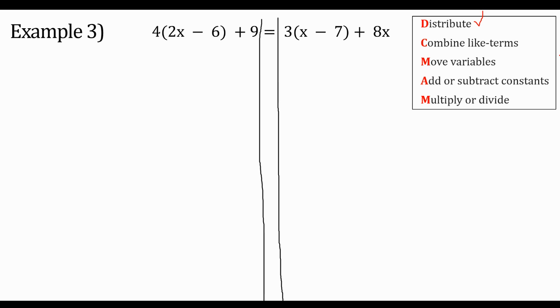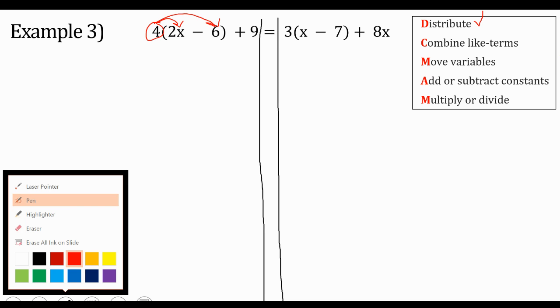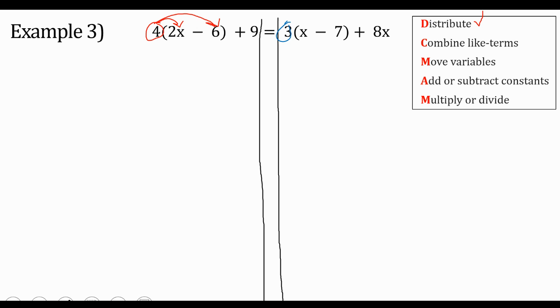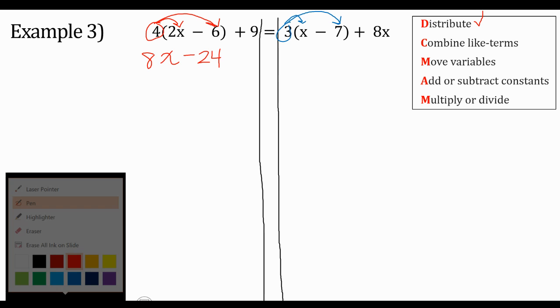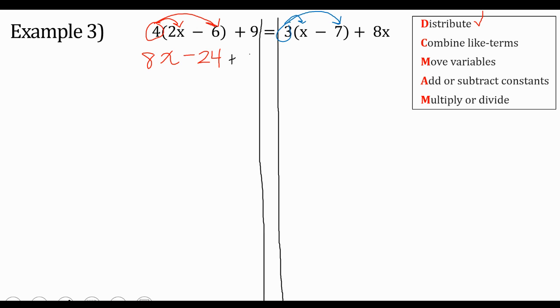So I'm going to do both distributions at the same time because they're on different sides, so they're not going to affect each other. We're going to distribute this 4 to what's inside this parentheses, and then we're going to distribute this 3 to what's inside of this set of parentheses. So 4 times 2x gives us 8x. 4 times -6 gives us -24. And I'm going to just bring down that plus 9, not distributing to that.